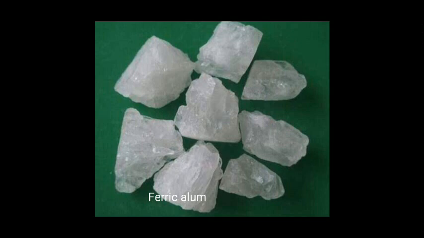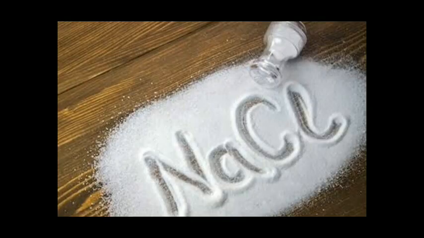Here is another example of double salt, that is ferric alum. There are different methods of preparing salt. It can be prepared with the decomposition, combination reaction, double displacement or displacement reactions.